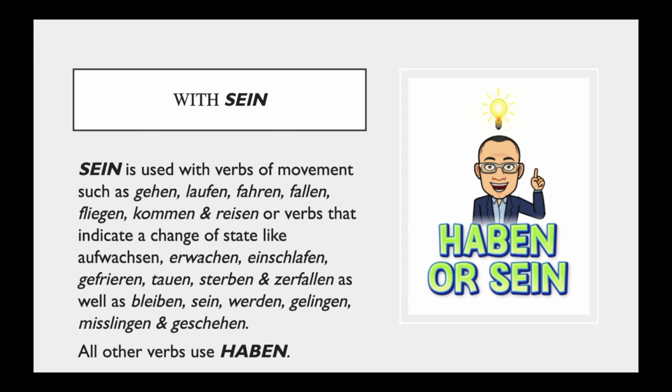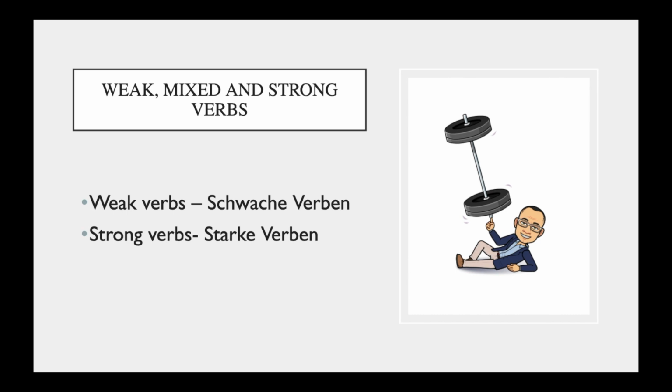Sein is used with verbs of movement as well as verbs that indicate a change of state, and a few of those are given here. All other verbs use haben. When we talk about the past participle, we look at weak verbs and strong verbs. We can look at mixed verbs as well, but mostly we'll talk about schwache Verben and starke Verben.